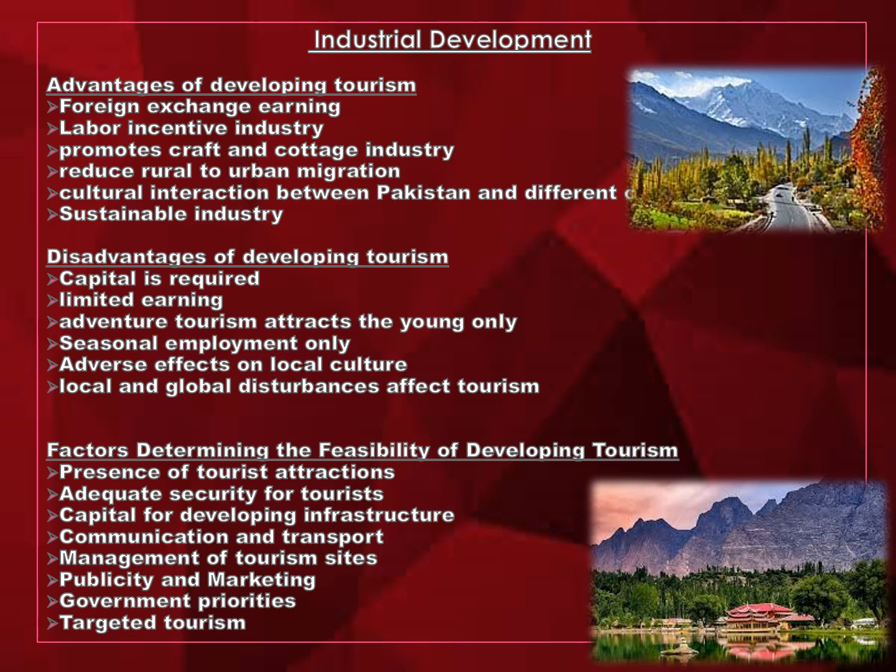Now, if we talk about the factors that determine the feasibility of developing tourism, there is the presence of a tourist attraction, adequate security for tourists, capital for developing infrastructure of tourist sites, communication and transport, management of tourist sites, publicity and marketing is very important, government priorities, and there should be targeted tourism. Targeted tourism means that we target some area so that we enhance that area. There should be marketing of that area and so on, like Kumrat Valley was introduced some years back.